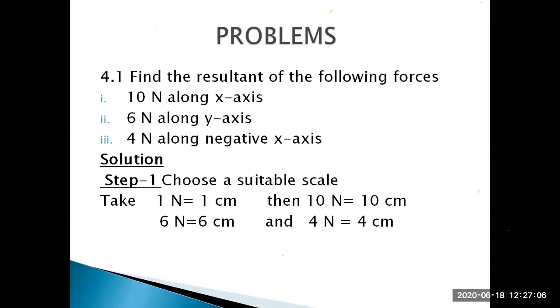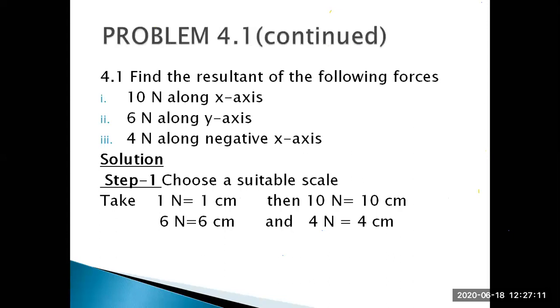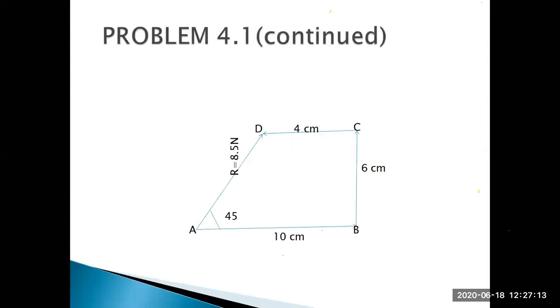Okay, so I draw on the paper for you. This is the continuation of problem 4.1. What I did, because the 10 Newton force is acting along the x-axis, I took a scale and marked 10 centimeters along the x-axis. Similarly, you will take a scale and draw a line 10 centimeters along the x-axis. Why am I saying positive x-axis? Because the arrow will show this is on the positive axis.